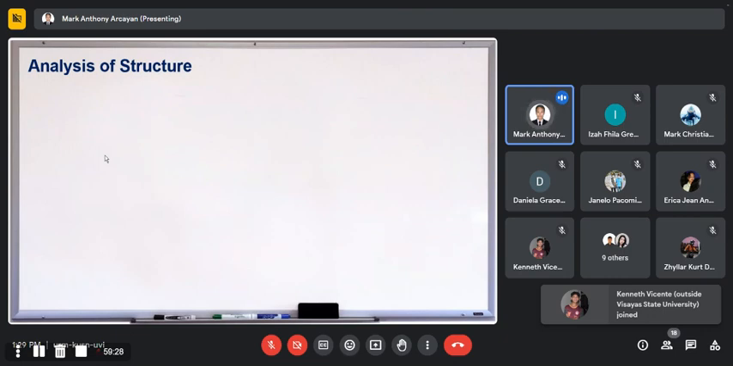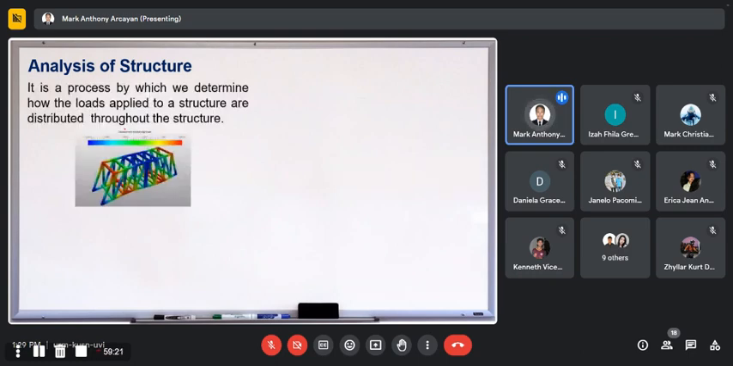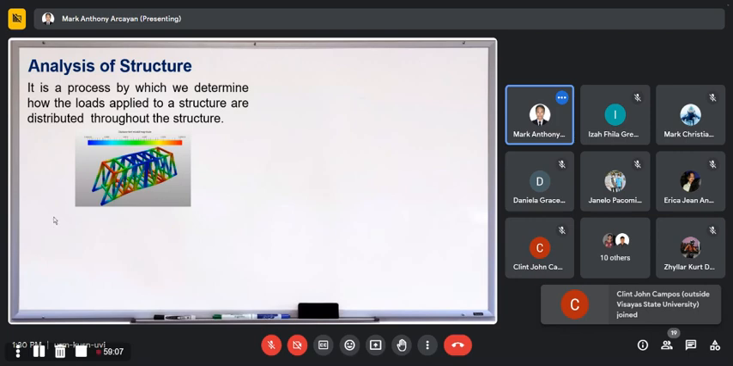Let's start with the definition first, no? What is analysis of structure? So it's a process in which we determine how the loads applied to a structure are distributed throughout the structure. So as you can see right here, natay model sa ato ang truss. So gi-simulate ni siya using a software.